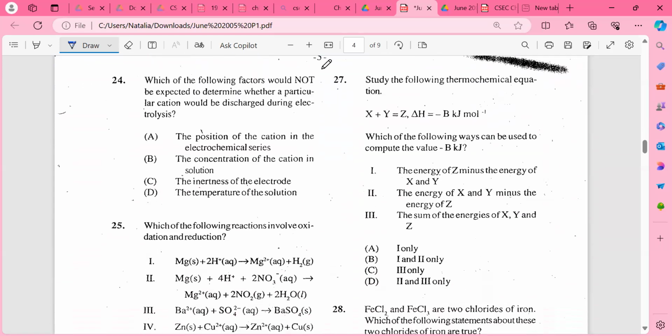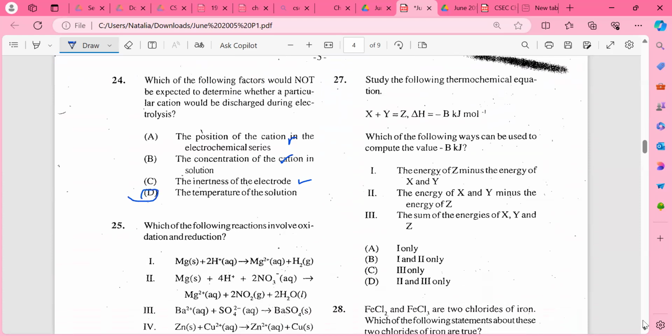Which of the following factors would not be expected to determine whether a particular cation would be discharged during electrolysis? Position of the ions is a factor. Concentration of the cation, yes. Inertness of the electrode, yes. The temperature of the solution, no.